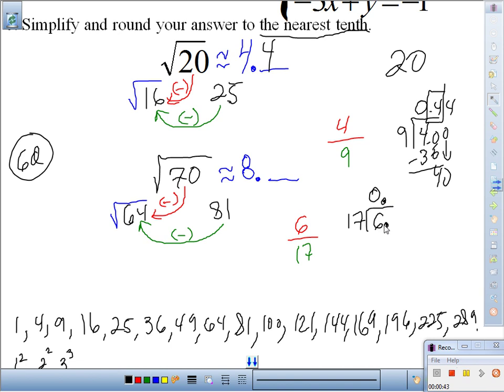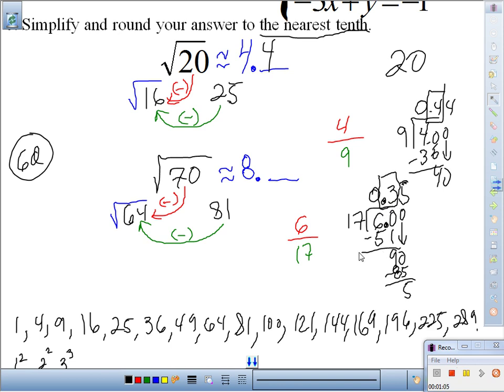Add a decimal. Add a 0. 17 fits in there 3 times. 3 times 17 is 51. Subtract, that's 9. Add a 0. Bring that down. 17 fits in there how many times? 5. That's 85. Subtract, that's 5. And I'll stop right there because they only want it to the nearest tenth, which is the 3.